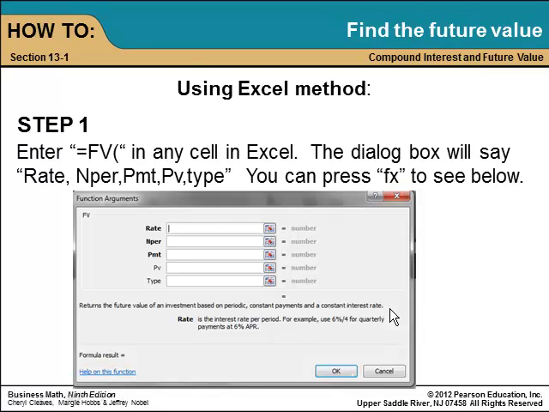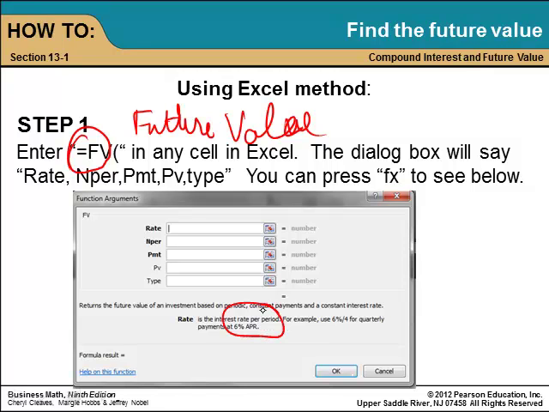So in Excel, we would start typing equals FV, and FV stands for future value. And the rate is the periodic rate, then the number of periods. We aren't going to use payments because that's for annuities. We would use the present value, which is also called the principal.